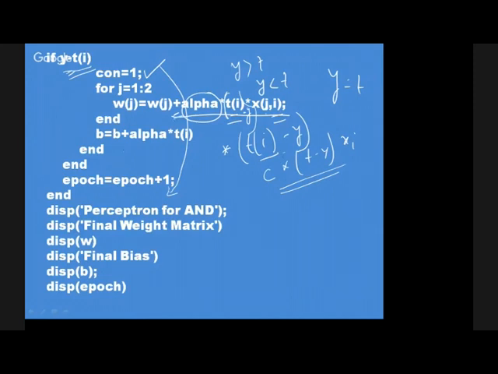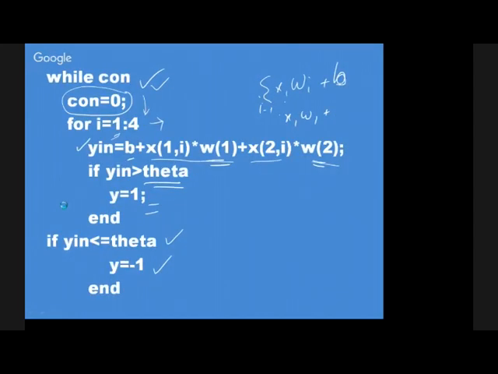Then after that you calculate the b also, and after that you calculate that epoch, you just increase the iteration, and finally again it will go again and again, and the final weight matrix, when y is equal to t, it will come out and it will give the final weight matrix. So this way you can write the perceptron algorithm for the other matrices also.